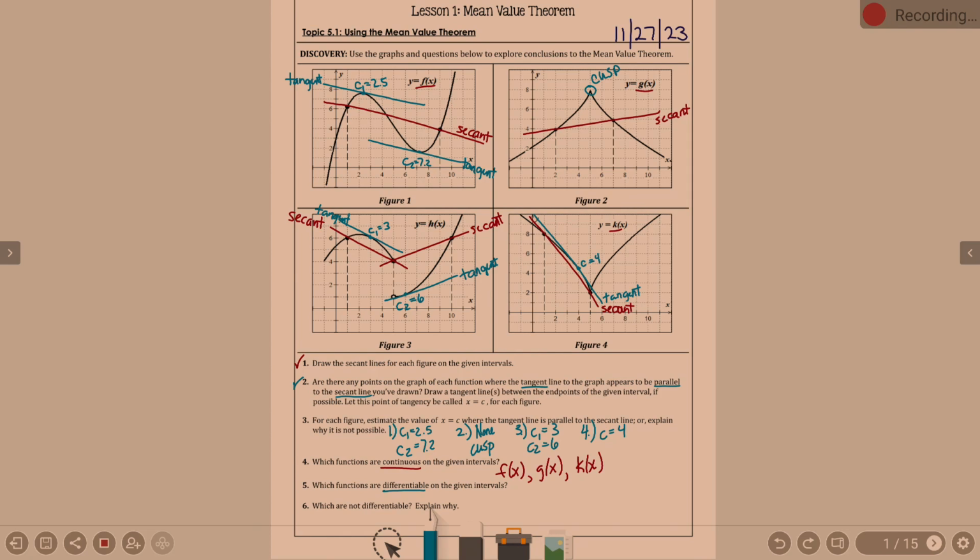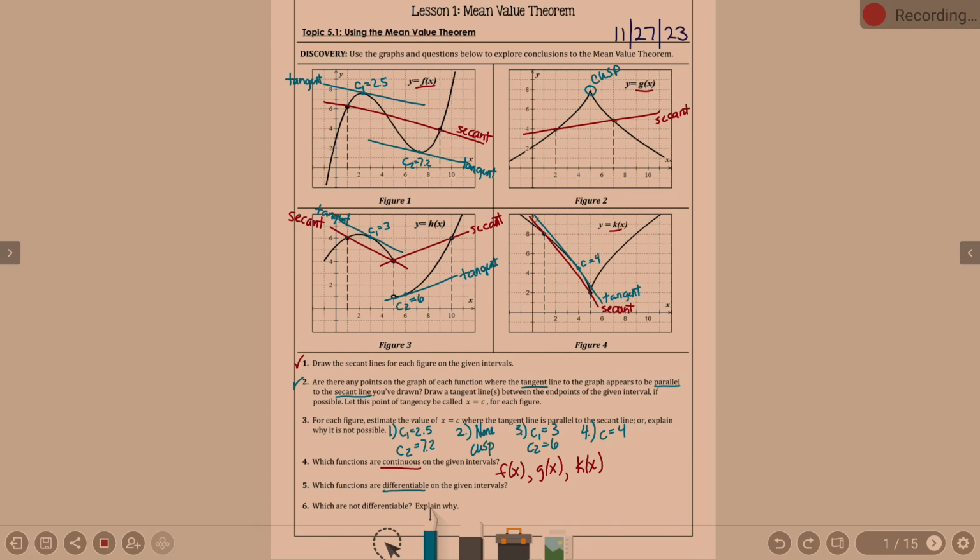I just realized, based on looking at this question, that the interval is going to be from the point to the point. So on figure 1, it's from this point to this point. Figure 2, this point to this point. Figure 3, outside point to outside point. Figure 4, this point to this point. Not figure 3. Figure 3 was not continuous, definitely not differentiable.